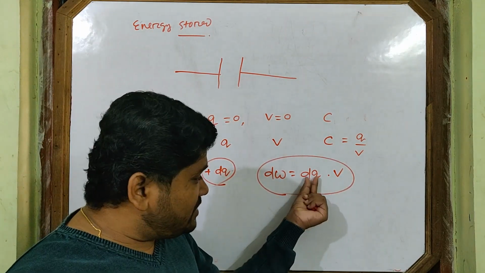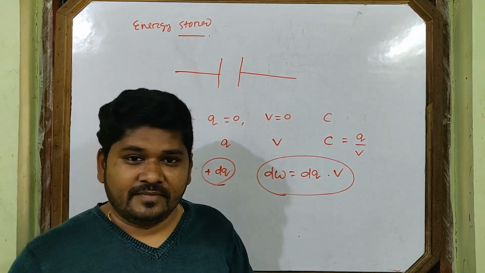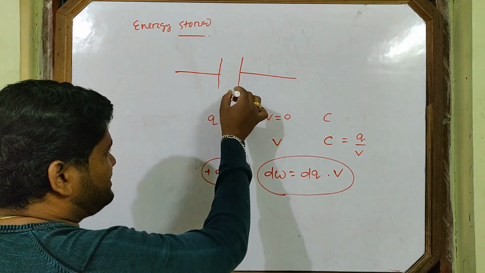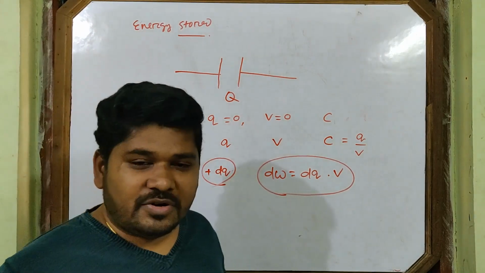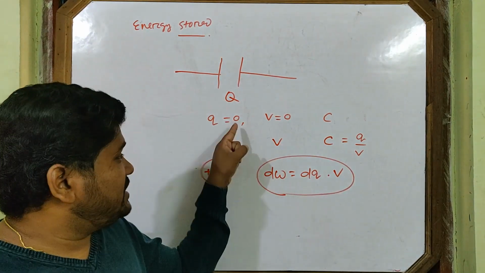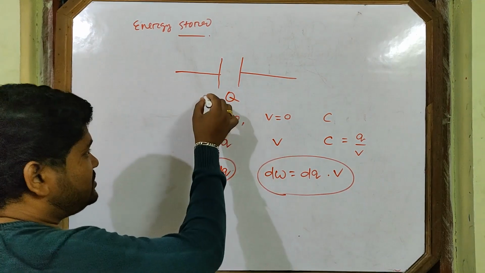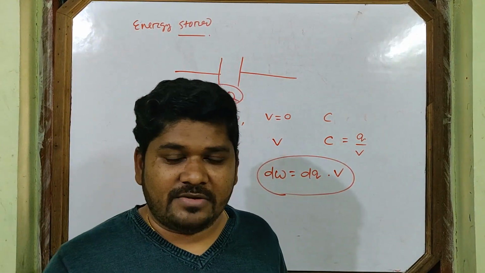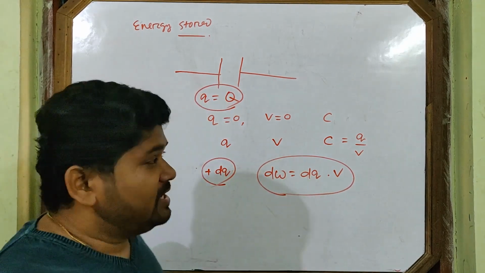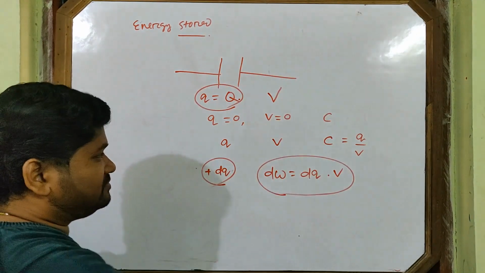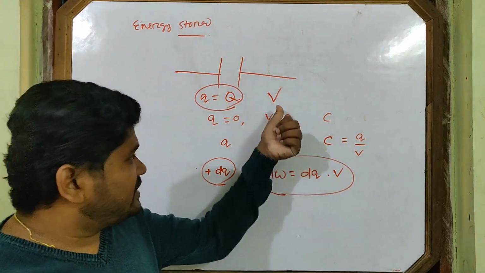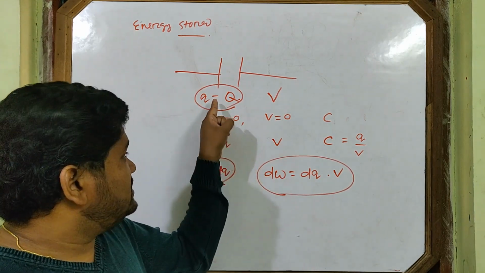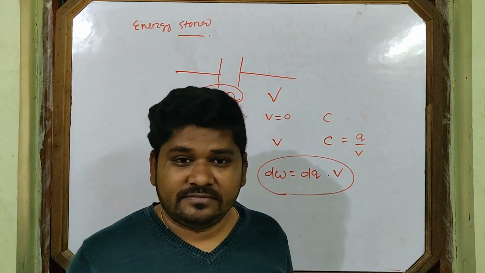This is the formula to add a dq amount of charge. But suppose I add a capital Q amount of charge in total, from 0 to capital Q. Initially there is no charge. Now what will happen? Suppose the potential rises to capital V. You treat this as small v. When the charge is small q, the potential is small v. When the charge is capital Q, the potential is capital V.